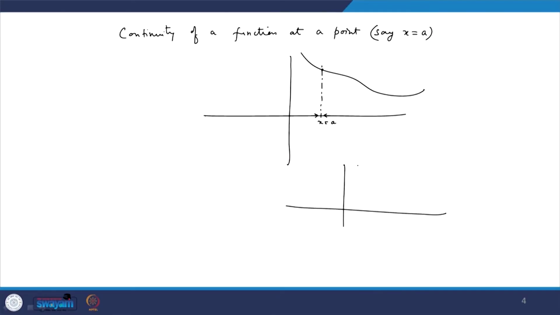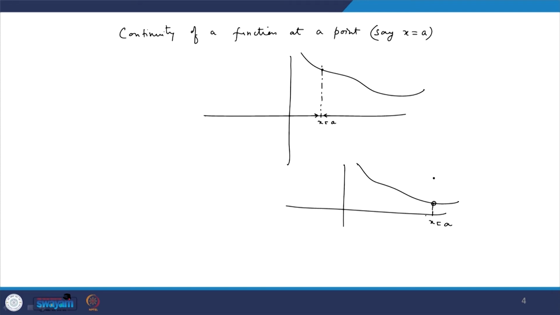Okay. Now, suppose you have this function, any function, this is x equal to a, suppose, and at x equal to a the value of the function is here. Here you are having a hole, I mean this is not defined over here, at x equal to a the value of the function is here. Okay. Less than a the function is defined like this, and greater than a it is defined like this, but at x equal to a the value of the function is here.